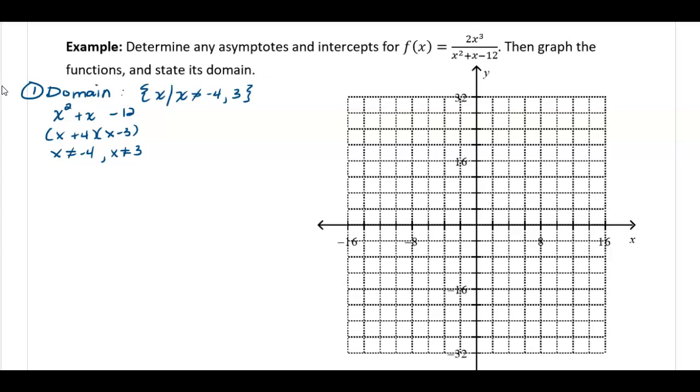So that's 2 vertical asymptotes at x equals negative 4 and x equals positive 3. So let's go ahead and plot those. So negative 4 would be right here, and positive 3 would be right in the middle of these 2 right here.